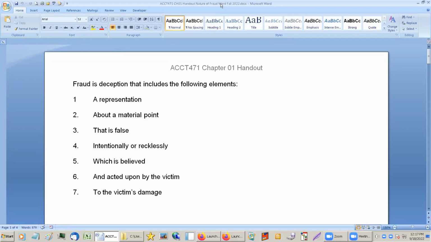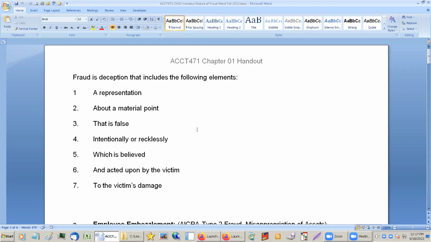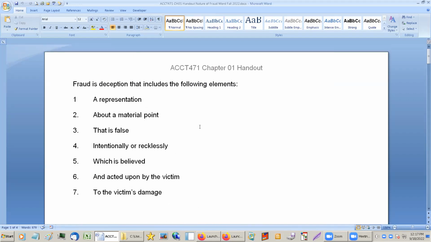Okay, let's go ahead and get started on the chapter 1 handout. This is a handout that goes right along with the chapter, and it's just kind of an outline and basically the important points of the chapter.